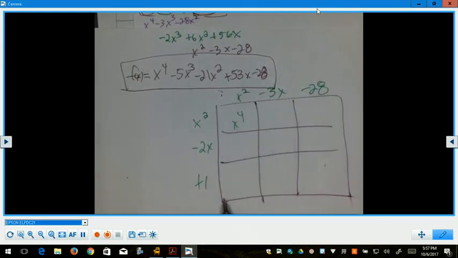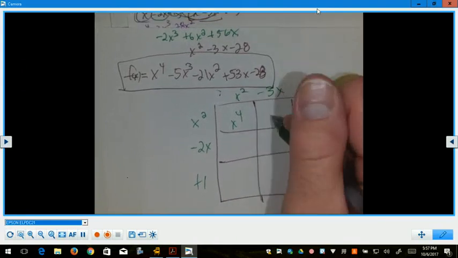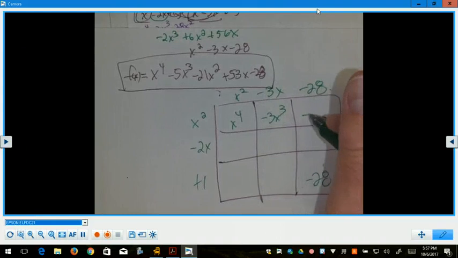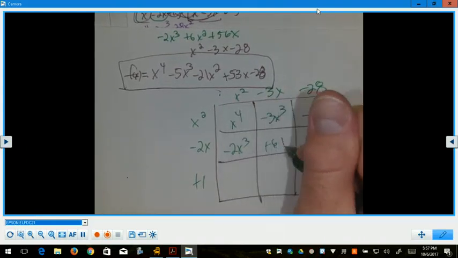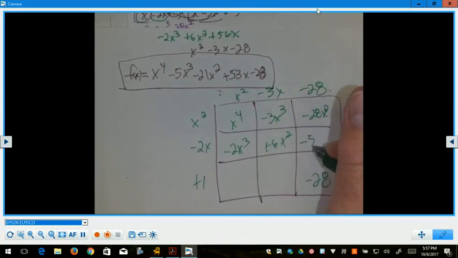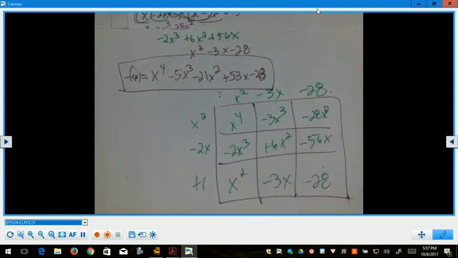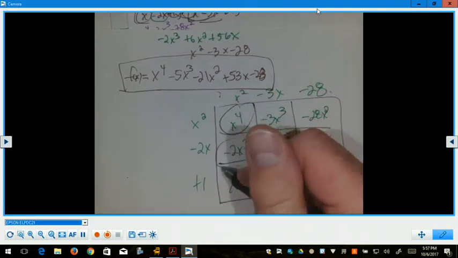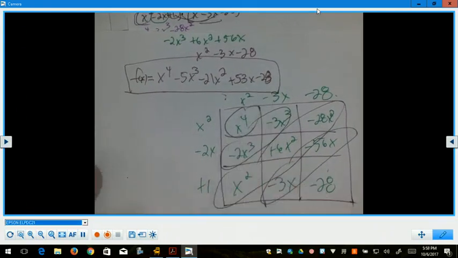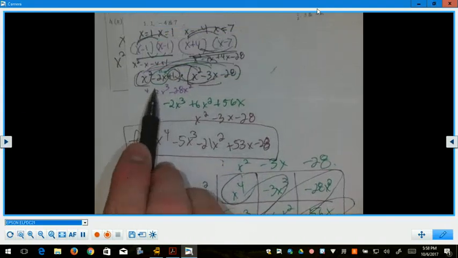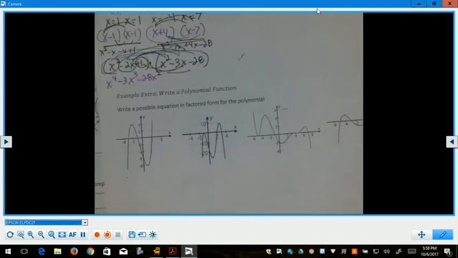This product being x to the fourth, this product being negative 28, and so on and so forth with all the terms in here. Negative 3x cubed, negative 28x squared, negative 2x cubed, positive 6x squared, negative 56x, x squared, and minus 3x. And then we just add them this way, combining our like terms. We'll get the exact same function. So if you don't like distributing when there are more than two terms, you could use this to help you.